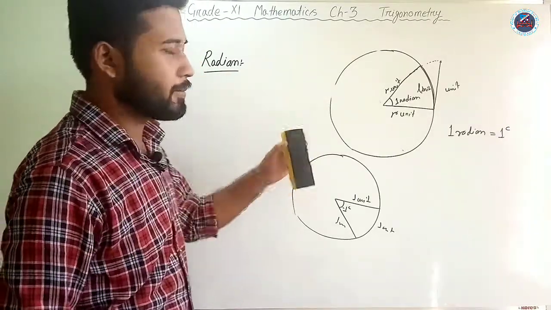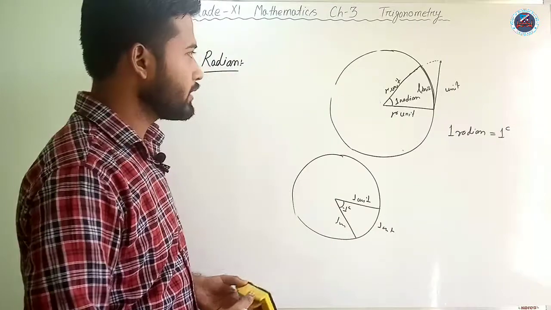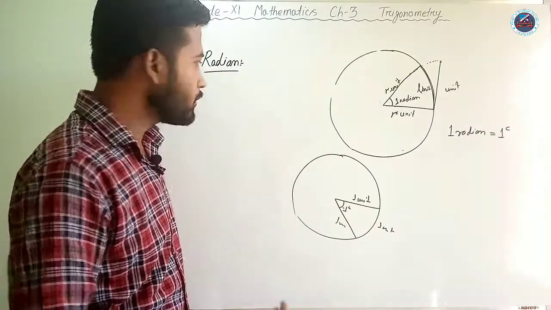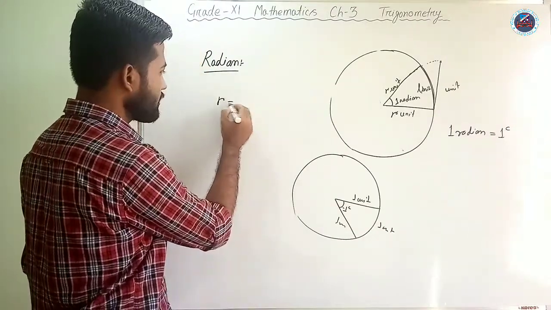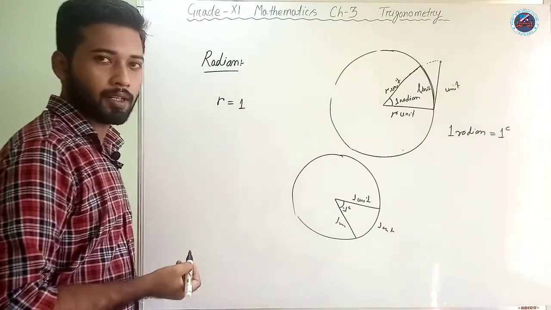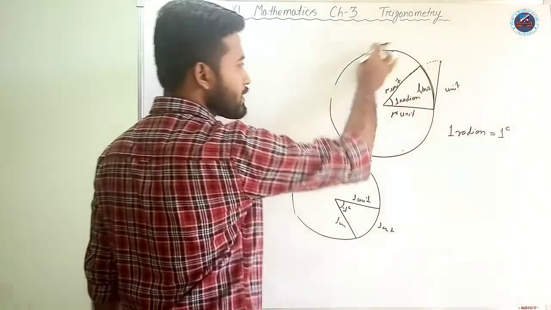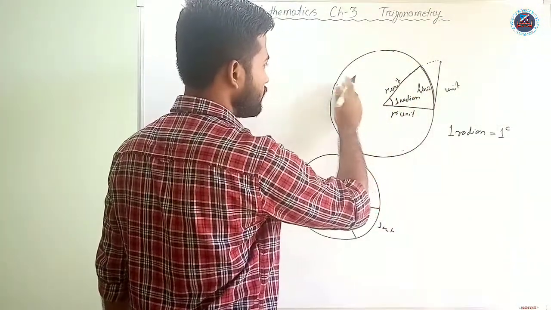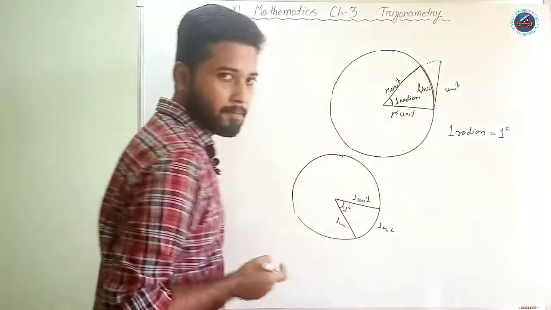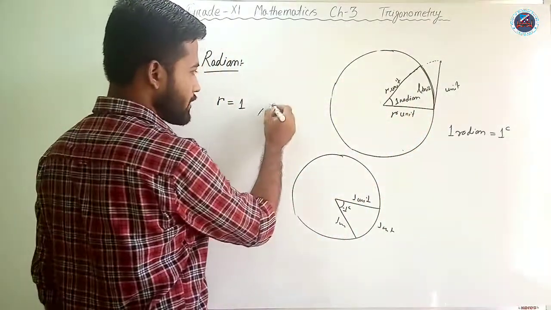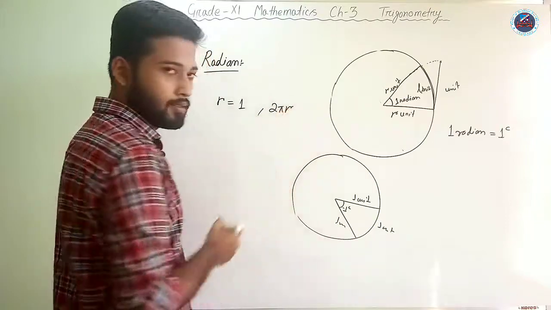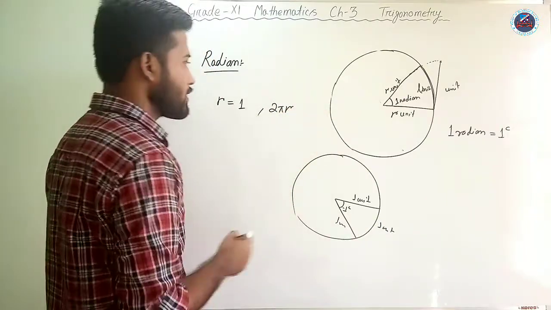Since we are discussing unit circles, what will be the radius of that? It will be 1. Since we are discussing unit circles, the radius will always be 1. Now what is the total measurement of the circumference of this circle? The total measurement of a circumference is always 2 pi r, isn't it? That is the perimeter of a circle.